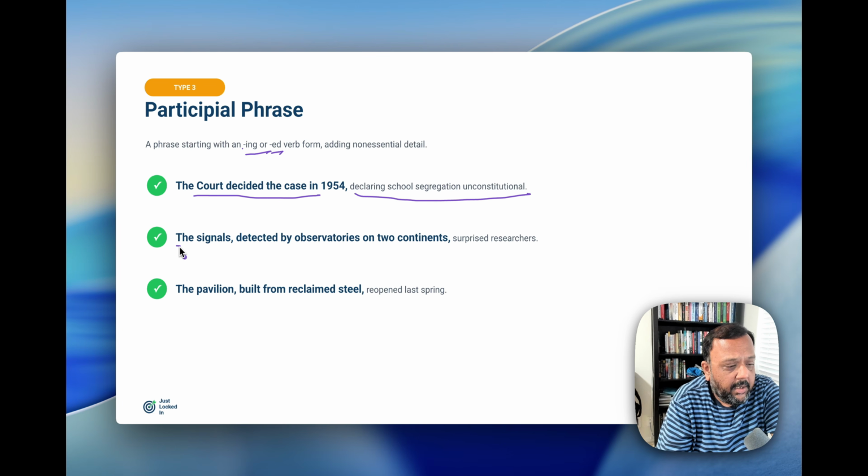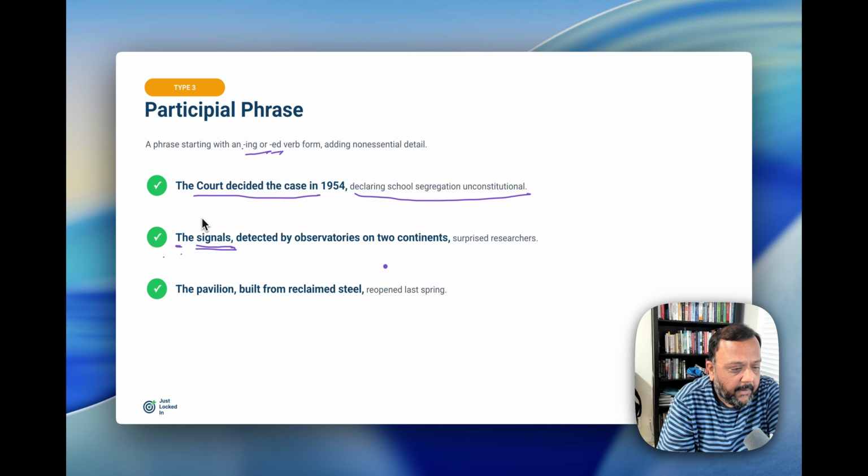So similarly, the signals surprised researchers. That's the core idea. The signals, detected by observatories on two continents, adds to signals. It provides additional information about the signals, so therefore this is supplementary. This has nothing to do with the overall idea of this message, which is that the signals were detected by whatever, but the fact is the signals surprised researchers.